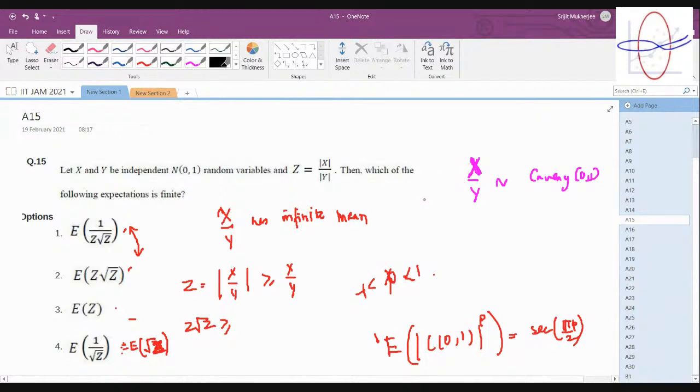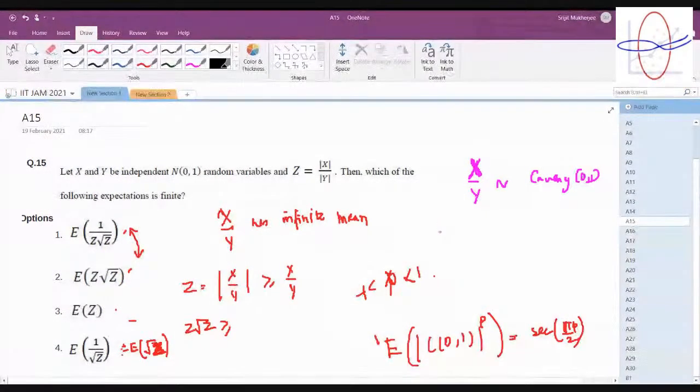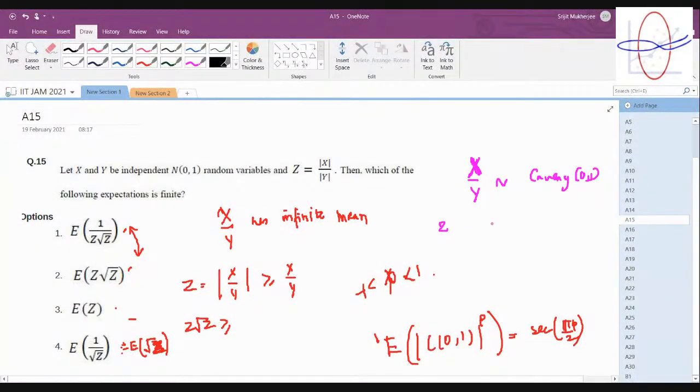Cauchy has an infinite mean, and therefore observe that Z, that is mod of X by Y, is greater than or equal to X by Y, right? So its expectation will also be infinite. That makes a lot of sense. So therefore the expectation of Z is also infinite.